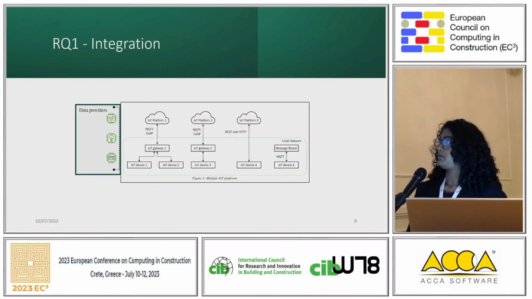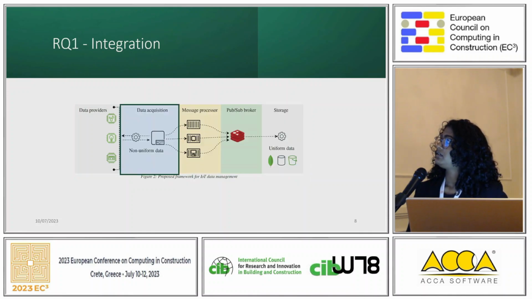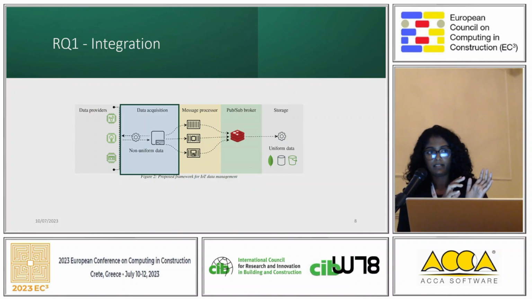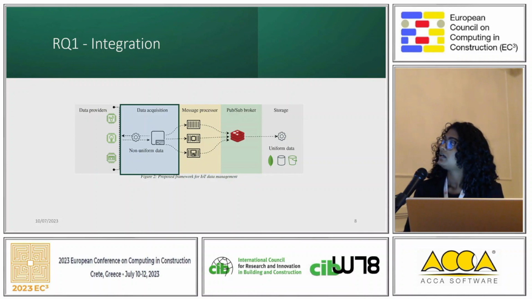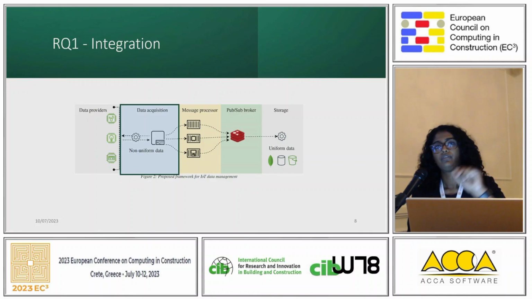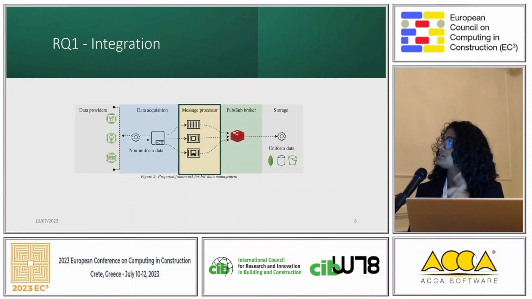So we start with data providers. That means these kind of heterogeneous IoT platforms in buildings. And in the second layer, the data acquisition layer, we try to get the original data as it is coming from the IoT platform and publish them to a message broker, for example, like an MQTT broker, without changing anything. So we just keep the structure as it is, but we publish all of them into a message broker. That means we need a different connector for each type of IoT platform to begin with. And then at the message processor level, this is very important.